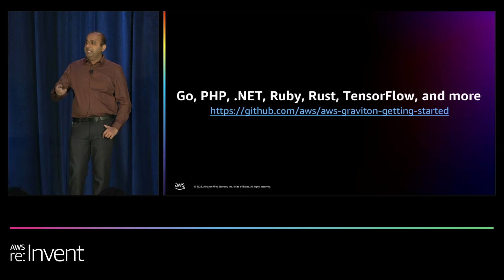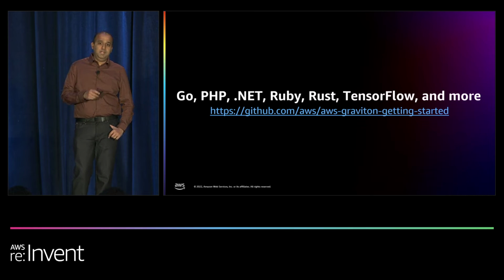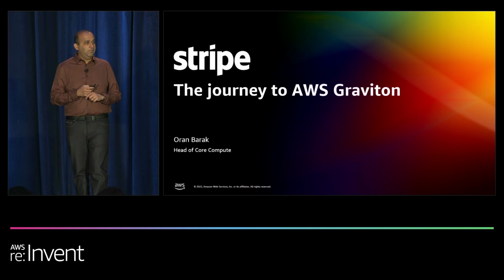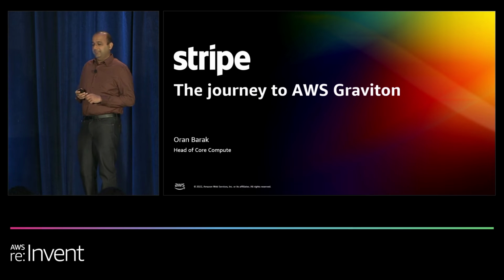And for guidance on many other applications, such as Go and PHP, Ruby, TensorFlow, .NET, and more, again, I'll point that URL out if you want to bookmark that. There's much more detail that we go into over there for each of these. So with that, I will turn it over to Oren to walk us through Stripe's Graviton adoption journey and key learnings.